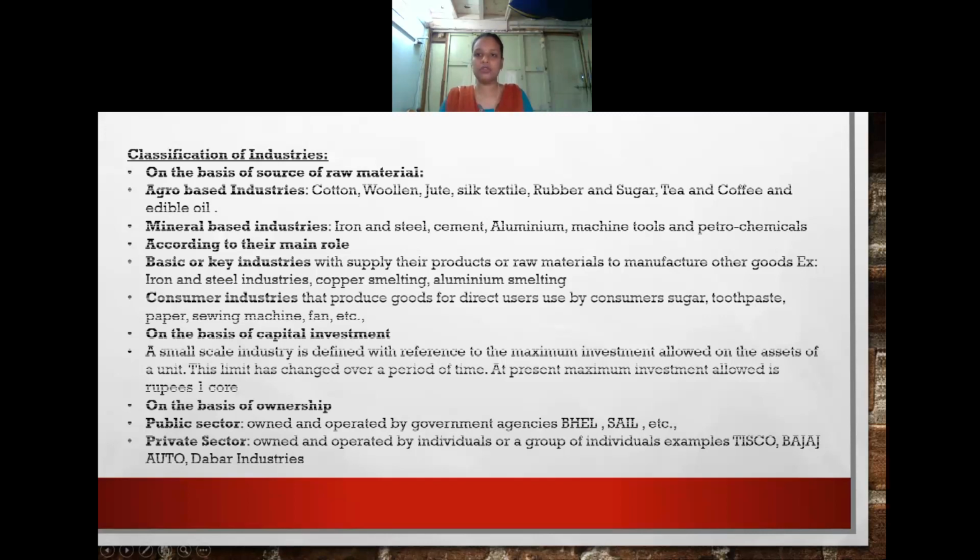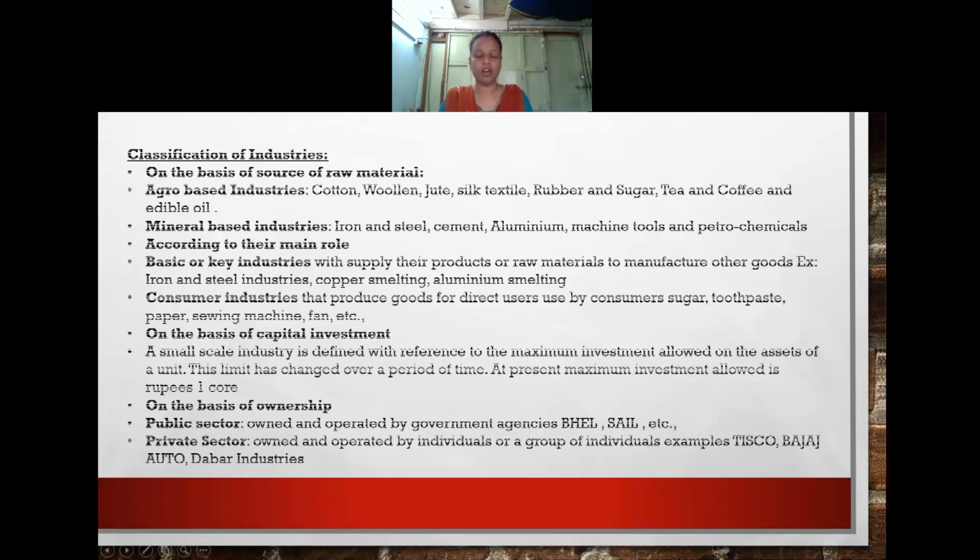According to their role, some industries play some important role. Based on that, those are classified into two. One is basic or key industry, the second one is consumer industry. Basic or key industry means those which supply their products or raw materials to manufacture other goods. Whatever raw materials are used to manufacture other kinds of goods, for example, iron and steel industry, copper.